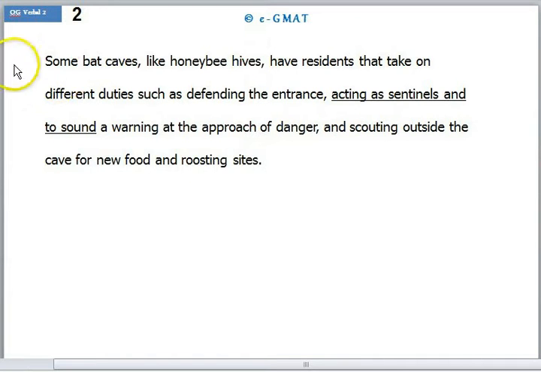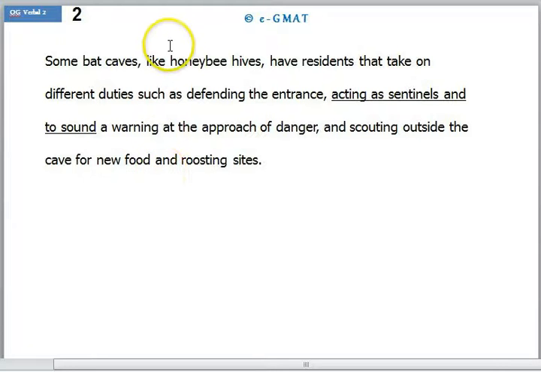So let's begin. Some bat caves like honeybee hives have residents that take on different duties such as defending the entrance, acting as sentinels and to sound a warning in the approach of danger, and scouting outside the cave for new food and roosting sites.